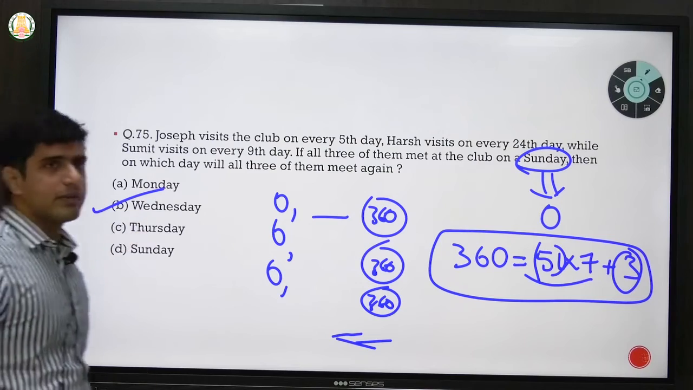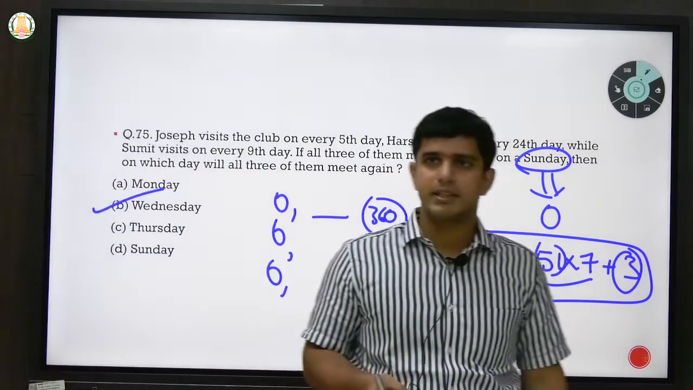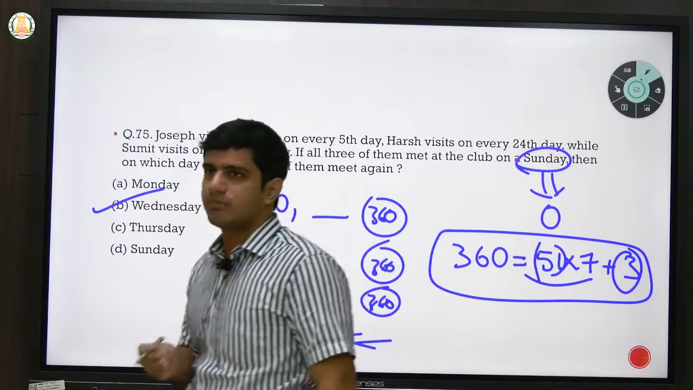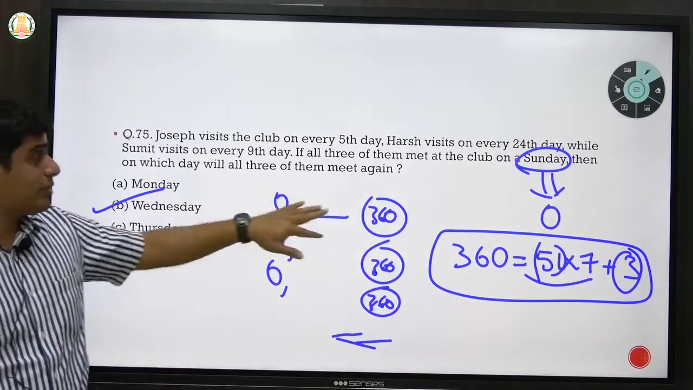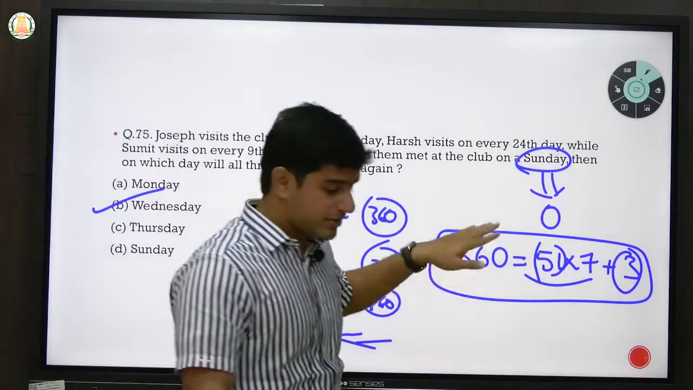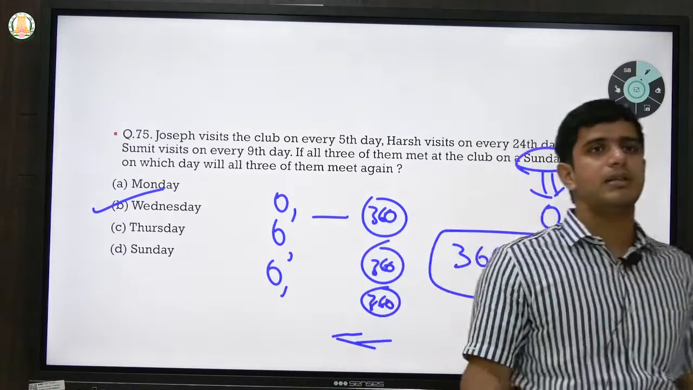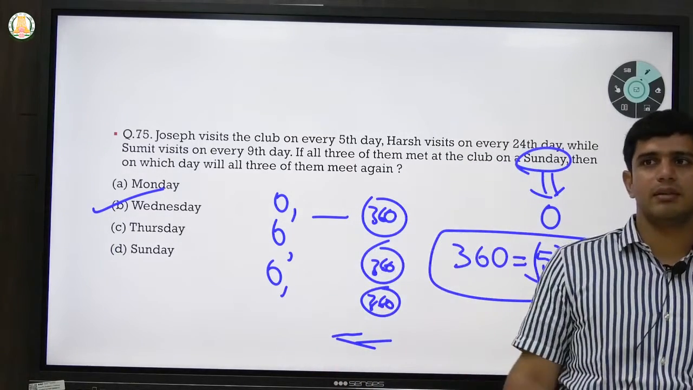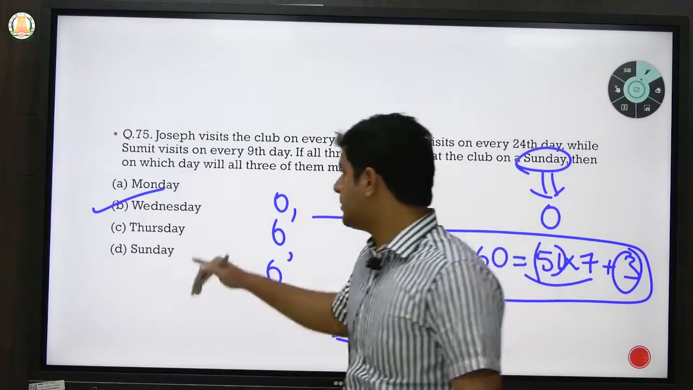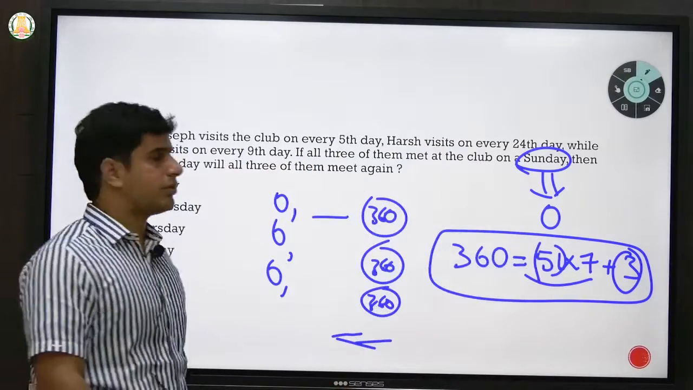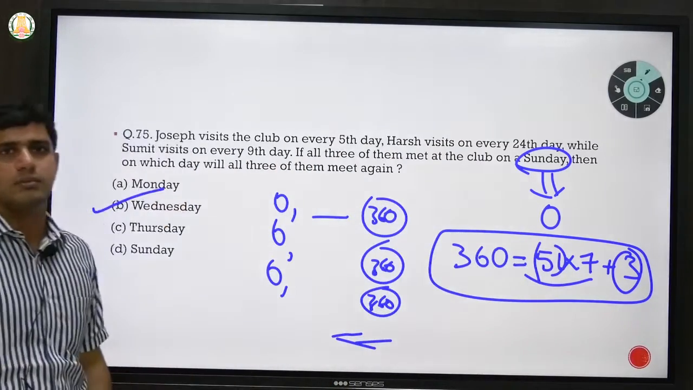The sum is a little difficult, because first of all you should understand what an LCM is, find out what that number is, what 360 is, and you have to assume that if the 0th day is Sunday, when will the next meeting be. So the answer will be Wednesday. Any corrections in this?